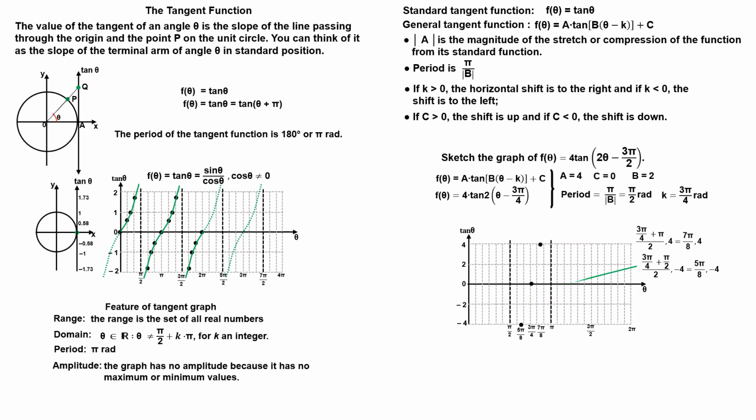Draw a smooth curve through the 3 key points, approaching the asymptotes on each side. This will produce the graph of one wave of the function. Duplicate the wave to the left and right as desired.